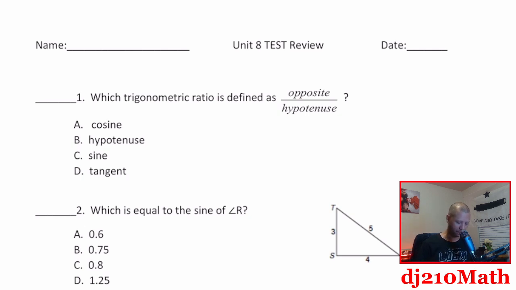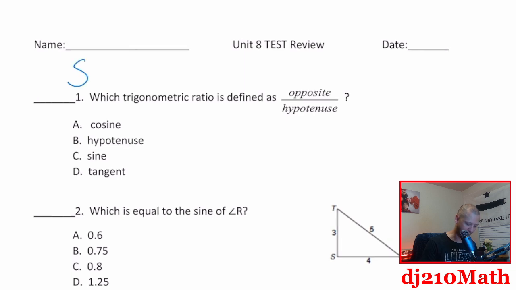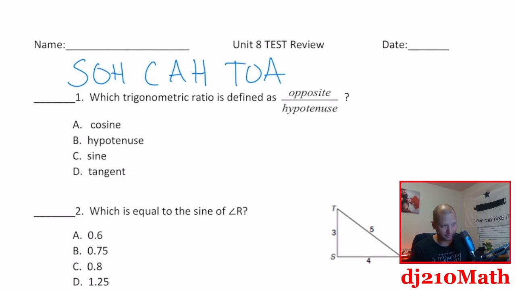So, first thing I'm going to do is keep in mind our acronym, right? SOHCAHTOA. This is what helps us identify which trig function to use. So, opposite over hypotenuse. That's definitely going to be sine, right? It's the first one. Sine is opposite over hypotenuse, cosine is adjacent over hypotenuse, and tangent is opposite over adjacent. That's what the acronym helps us remember.